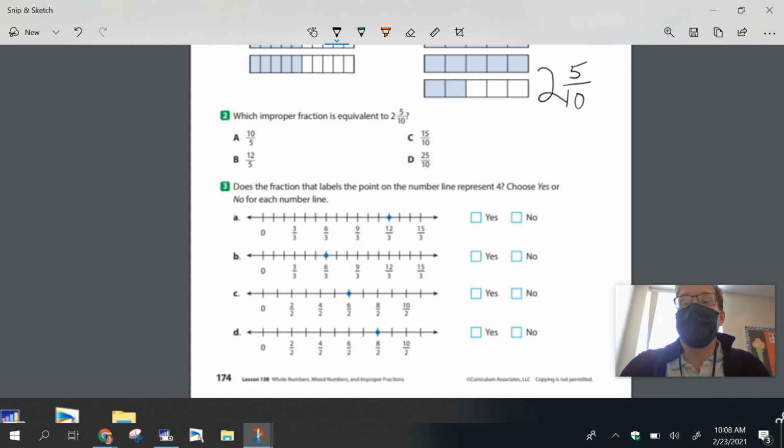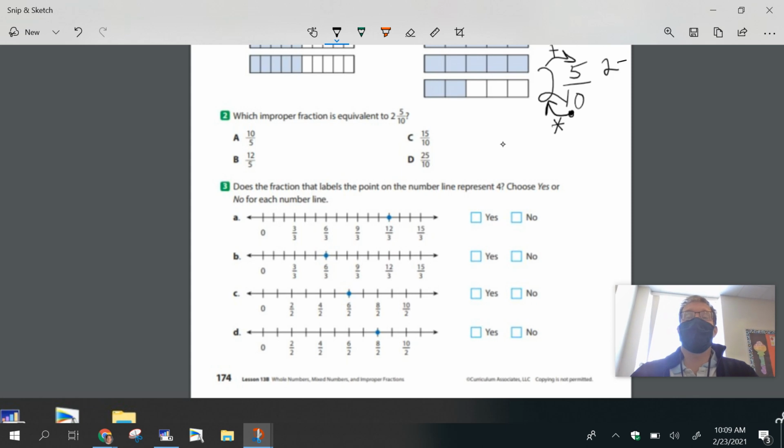Anyways, now, if you multiply your denominator times your whole number. What is 10 times 2? Just tell me. 20. Then you add your numerator. What is 20 plus 5? And your denominator stays the same. 25/10. Okay.